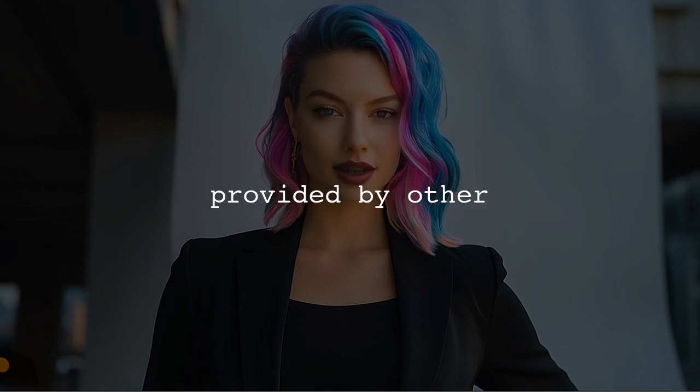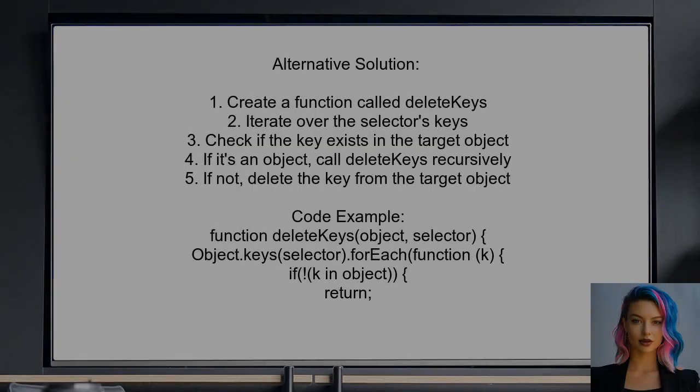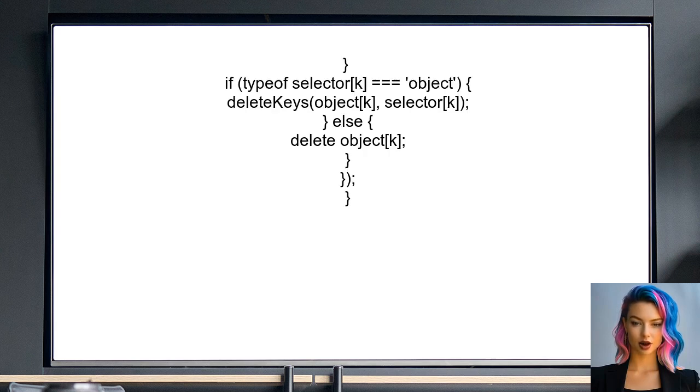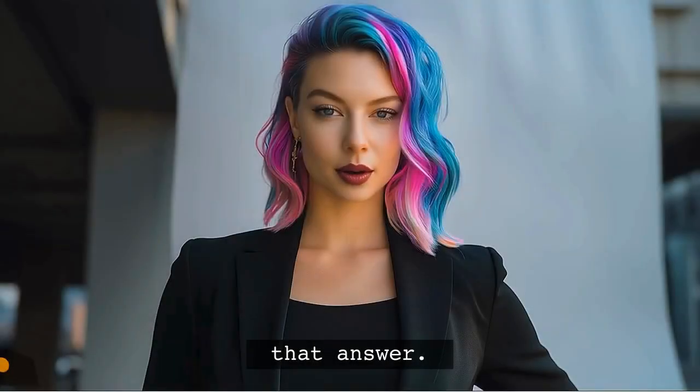Now let's look at the answers provided by other users. An alternative approach to removing properties from an object using a selector is to create a function called delete keys. This function iterates over the keys of the selector object. If a key does not exist in the target object, it simply returns. If the property is an object, it calls delete keys recursively. Otherwise, it deletes the key from the target object. That's all on that answer.